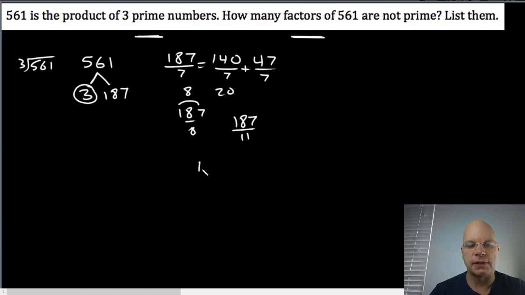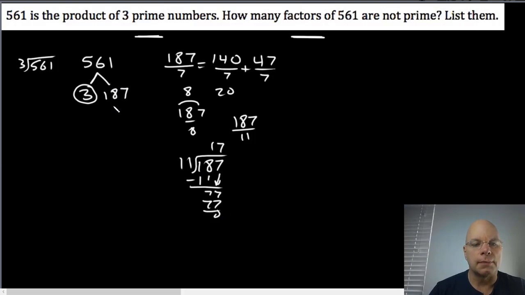187 divided by 11. 1. Subtract to get a difference of 7. 77, so 11 multiplied by 17. And there they are, the 3 prime numbers whose product will give you 561. In other words, 561's expanded prime factorization is 3 times 11 times 17.